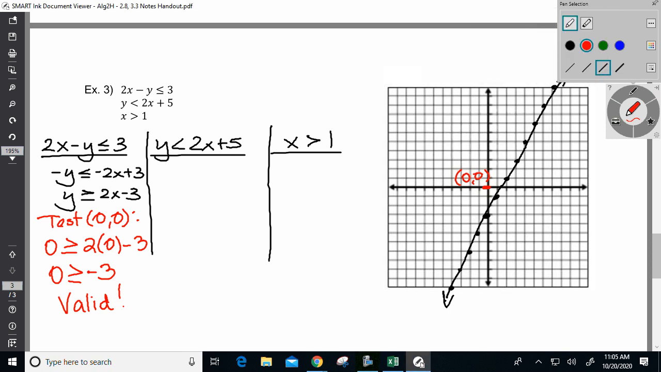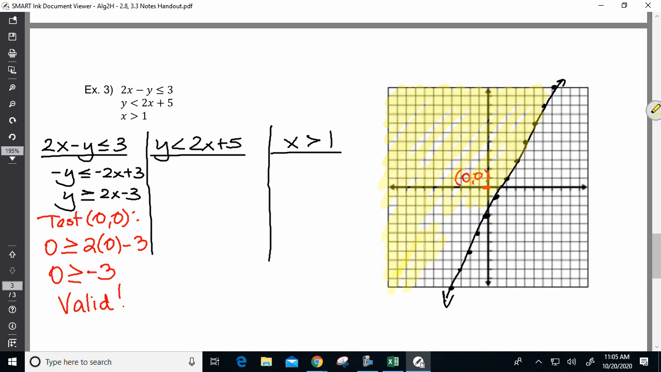Let's start shading first. So again, I'm using a highlighter that way I can still see the graph that I'm working with. If you are using a pencil, shade lightly. That way you can still see your graph. That's the first inequality. Second inequality.